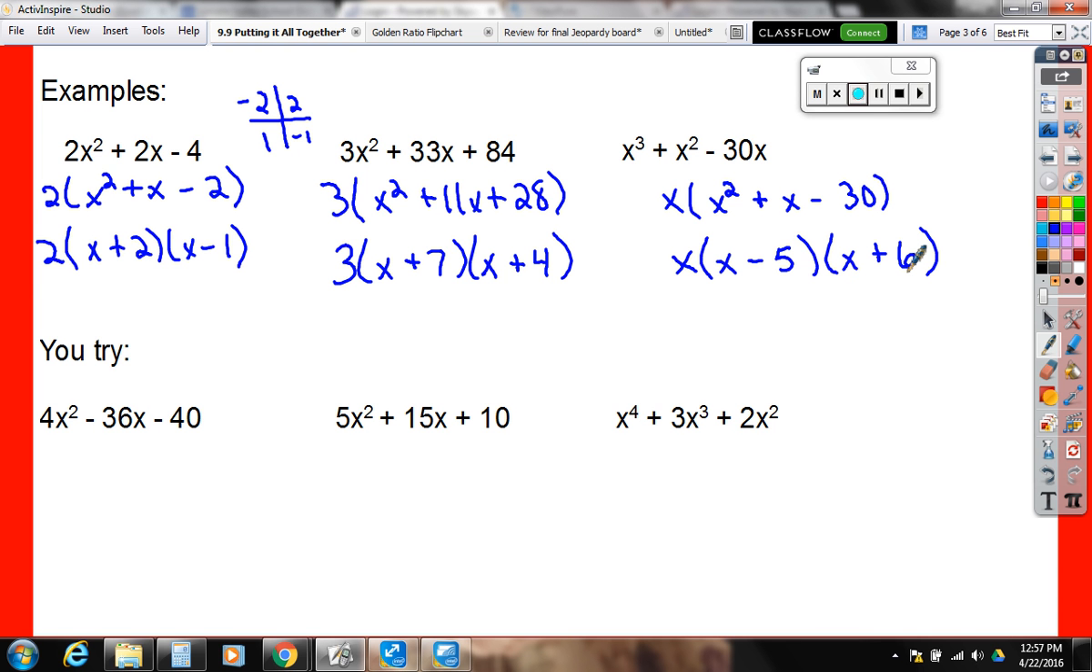Okay, the next three are examples for you to try. So if you're watching this at home, pause the video, try these on your own, and then come back for the solutions.